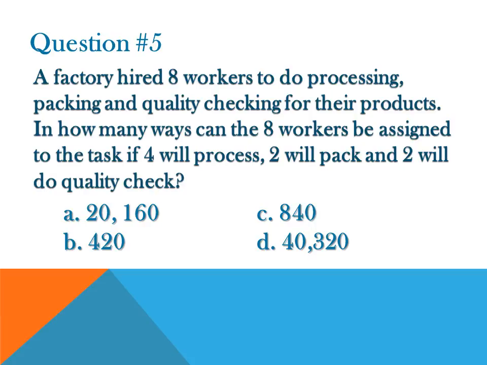A factory hired 8 workers to do processing, packing, and quality checking for their products. In how many ways can the 8 workers be assigned to the tasks if 4 will process, 2 will pack, and 2 will do quality check?